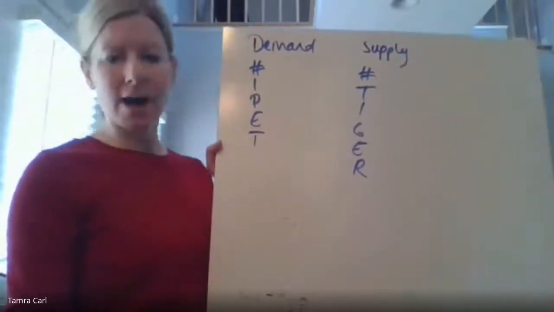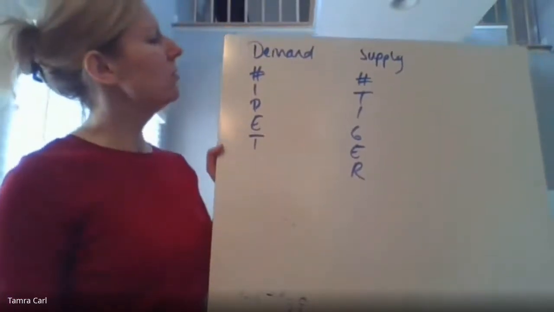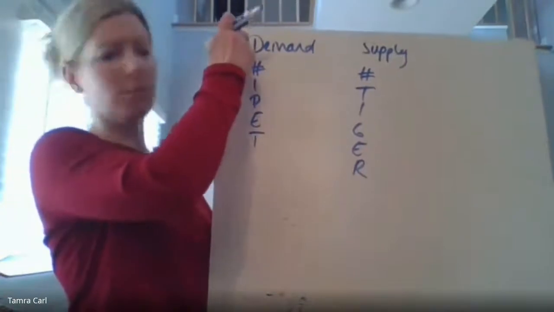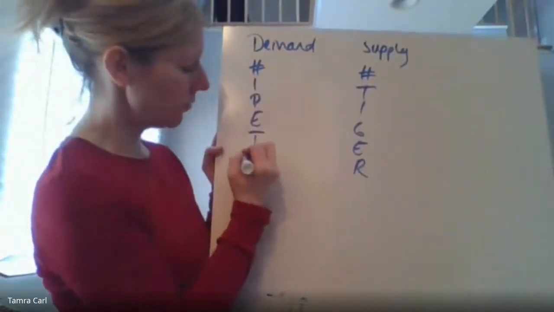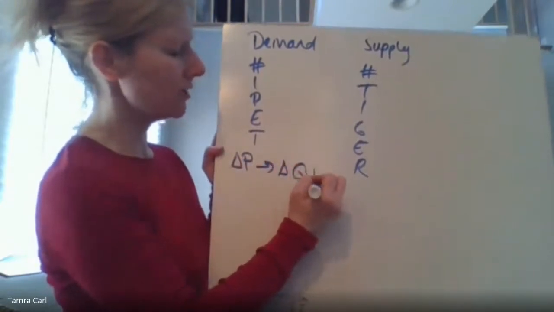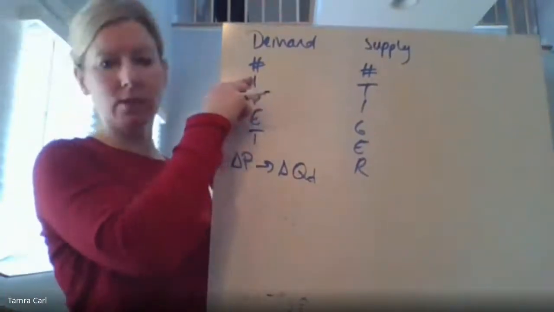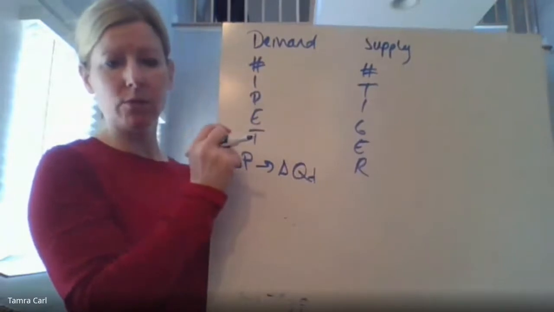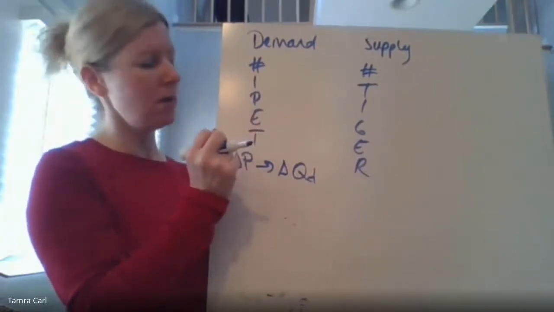The I is for income, right? And this is when the income is changing. Remember that there's nothing about the price of the good that's changing, because when you have a change in price, that causes a change in quantity demanded, not demand. And so for this one here with income, you have normal and inferior goods. Remember, with the normal good, there's a positive relationship between income and demand.